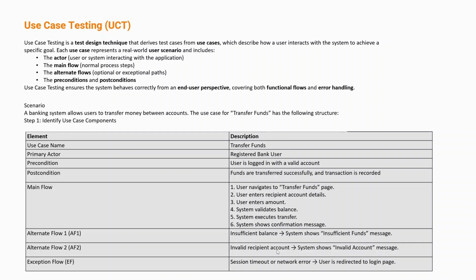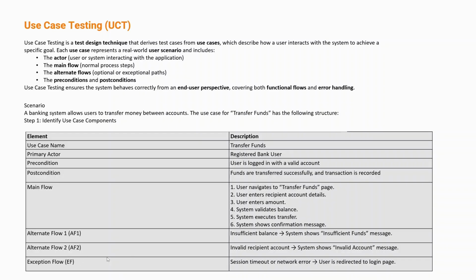He is trying to transfer to an account that does not exist, or the account number is wrong, or the SWIFT code is wrong, the branch location is wrong, or something like that. Okay, so something is wrong with the recipient account. Then he gets a message that says invalid account. So these are the alternate flows.